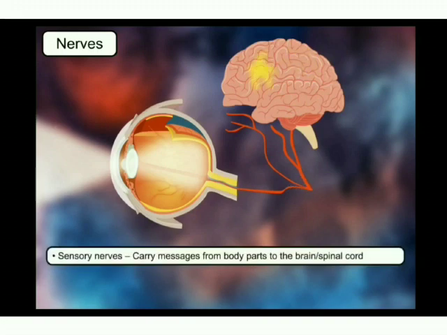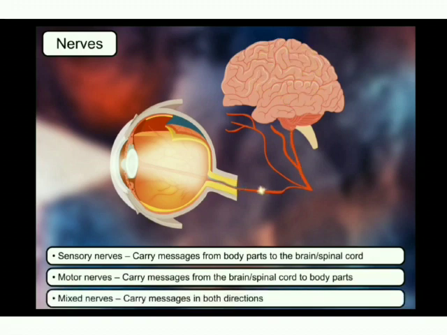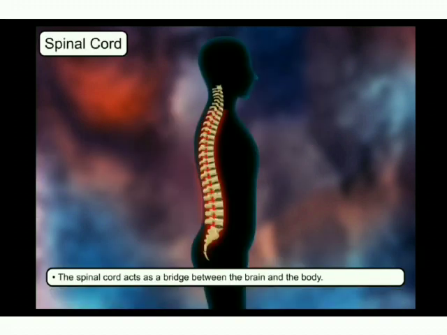Sensory nerves. They carry messages from different parts of the body to the brain or the spinal cord. Motor nerves. They carry messages from the brain or the spinal cord to different parts of the body. Mixed nerves. They carry messages from different parts of the body to the brain or spinal cord, as well as from the brain or spinal cord to different parts of the body.